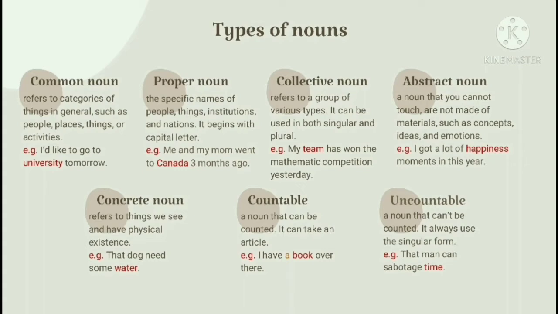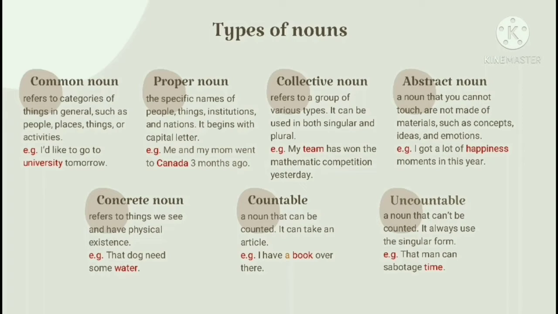Next, countable noun. Countable noun is the noun that can be counted. Countable noun can take an article. For example, I have a book over there. The book here is countable noun because we can count the book. Like 1 book, 2 books, 3 books, and so on.